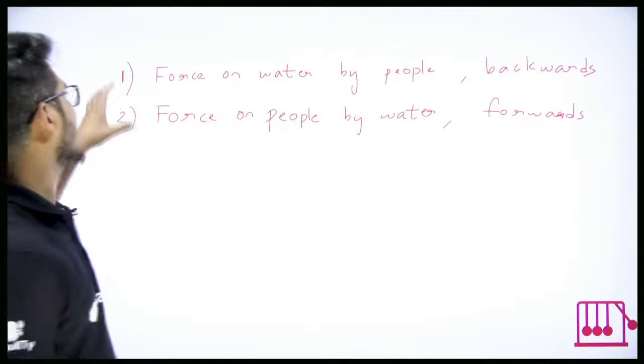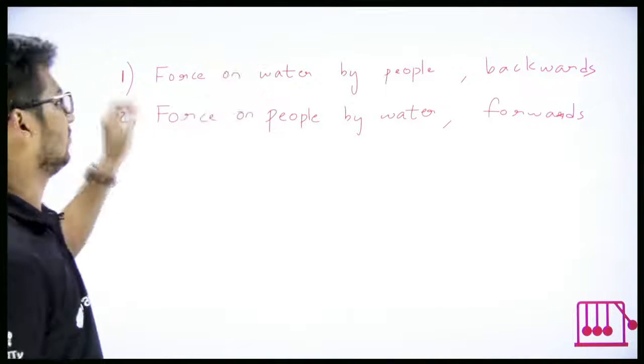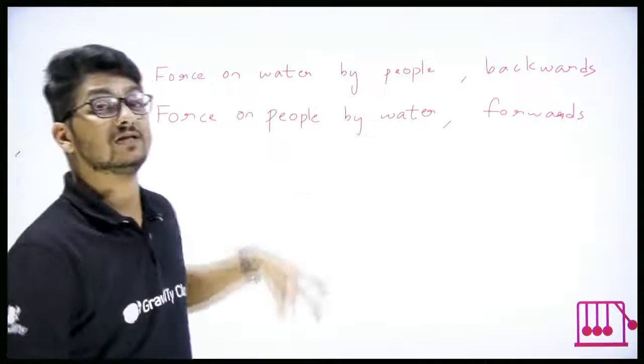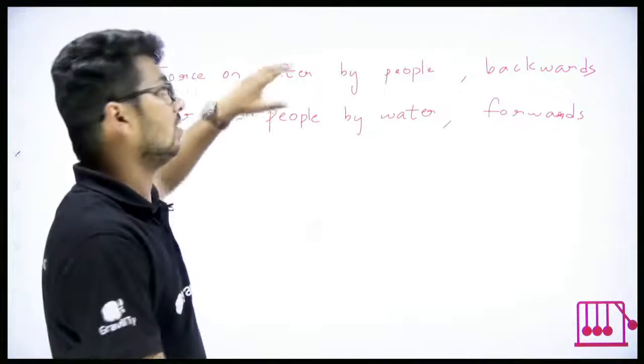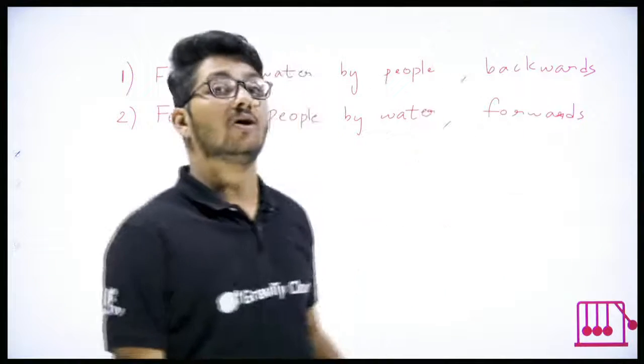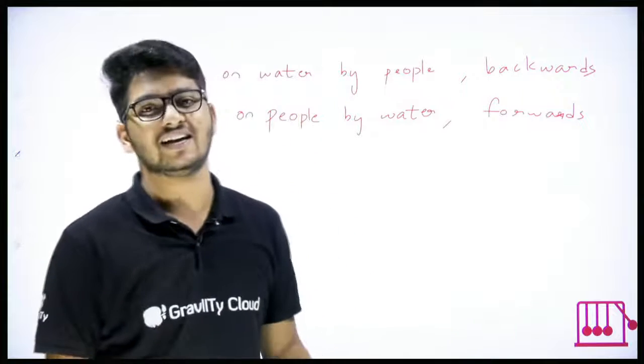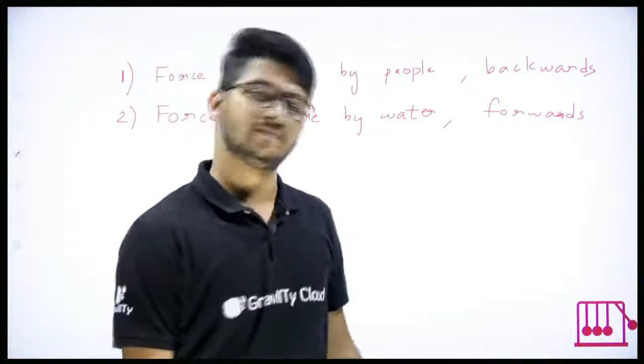So again, you can clearly see there are two forces acting. One force is on water, the other force is on the people. That means the two forces are acting on different bodies, and in fact the direction is also different. So opposite directions, not even just different, they are exactly opposite directions again. This example. We have other examples also.